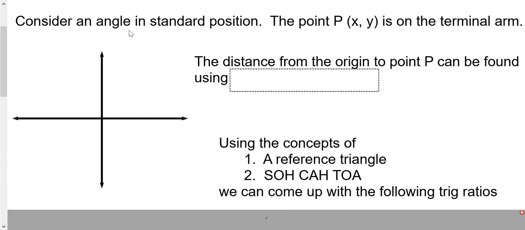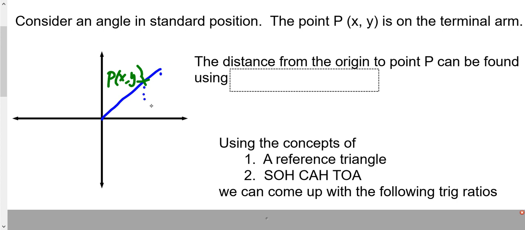So consider an angle in standard position. Let's say something like this. The point P with the coordinates x and y is on the terminal arm. So let's say you have a point here, whatever this is. Coordinates x and y. So if you're using the technique that I showed you on the last lesson to figure out the reference angle, then you would do this.